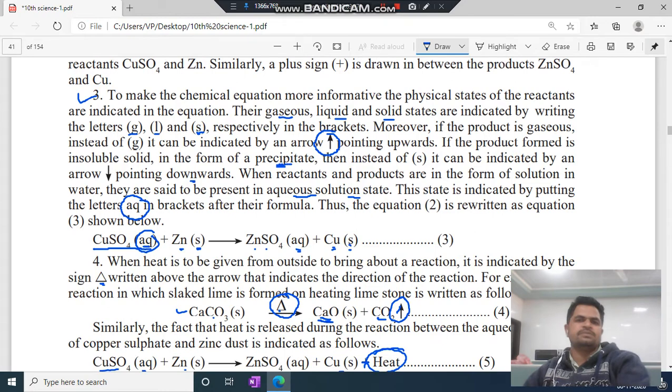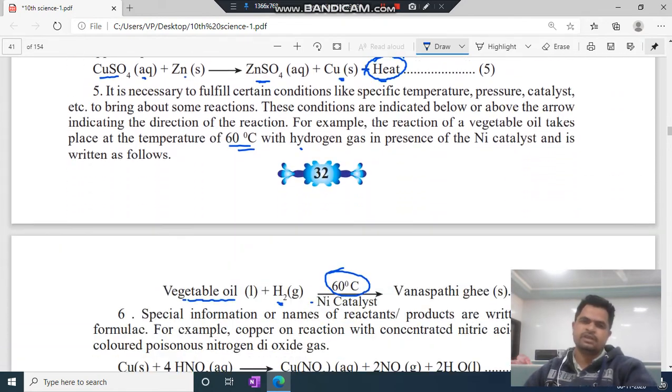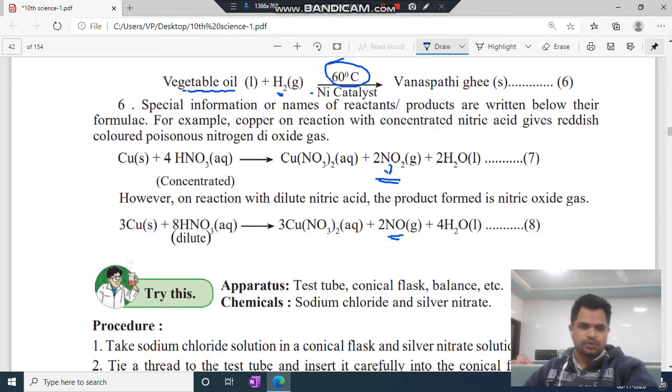Our next topic is balancing chemical equations. We will see it in our next video. So boys, write these conventions in your notebook and read them carefully, and use these conventions while writing chemical reactions. Thank you.